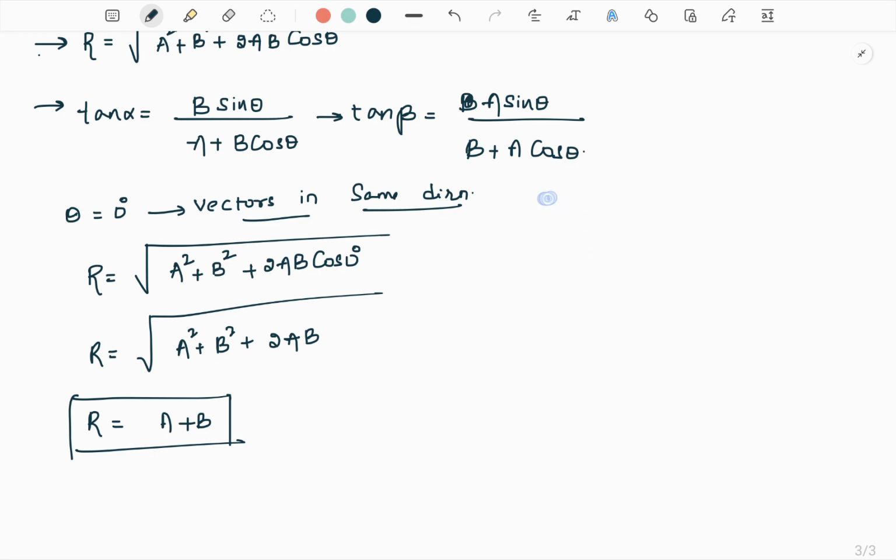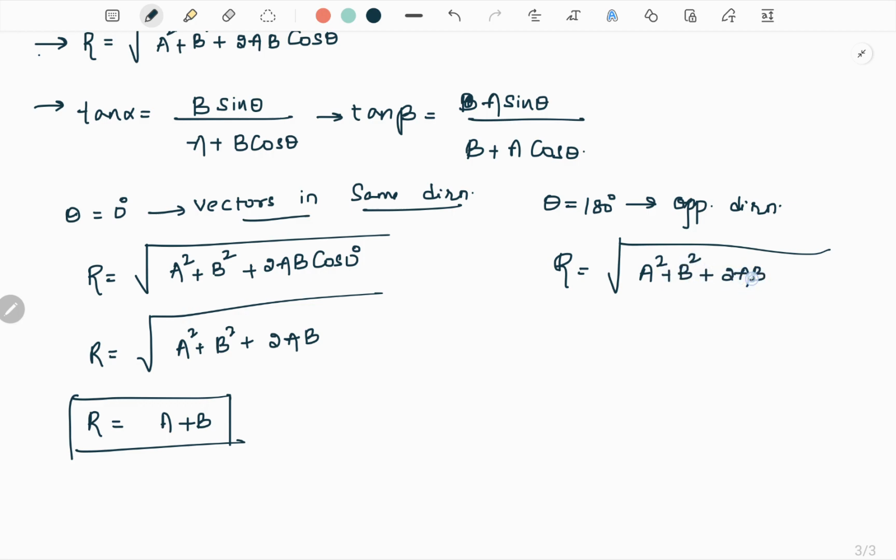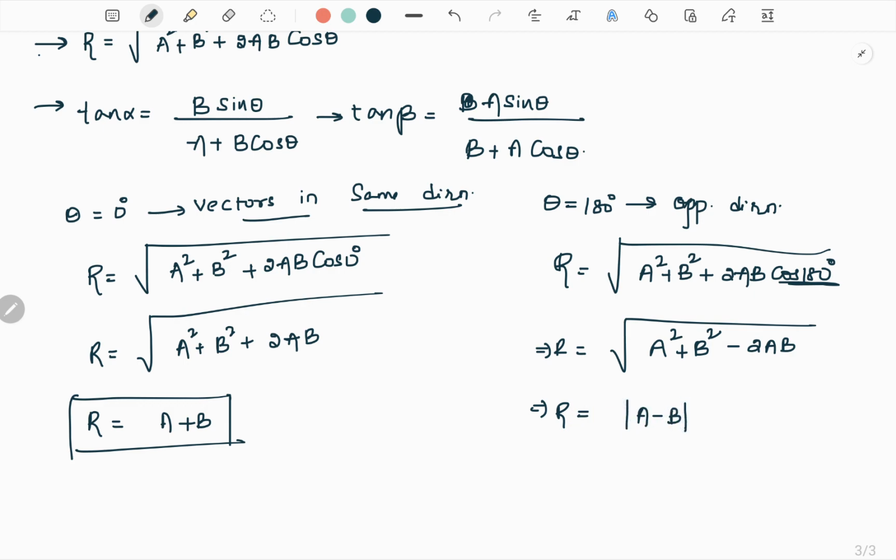What if theta is 180 degrees, which indicates that the vectors are in opposite directions? Then the resultant would be root of a square plus b square plus 2ab cos 180. We know that cos 180 degrees is minus 1, so we would get root of a square plus b square minus 2ab. That would basically give us the resultant as mod of a minus b. So why did I specifically use the modulus here?